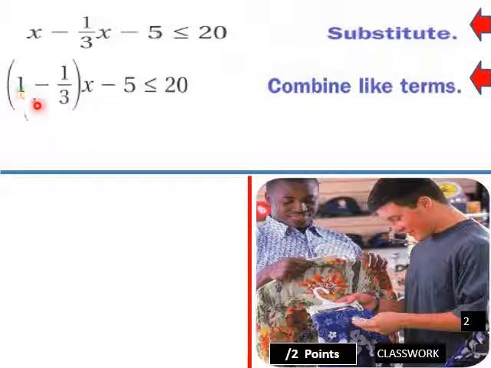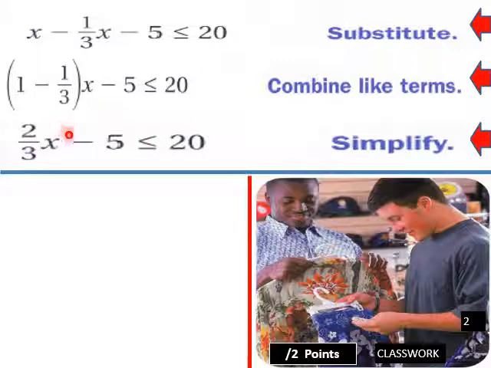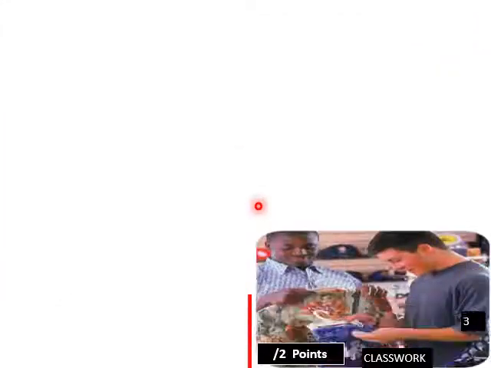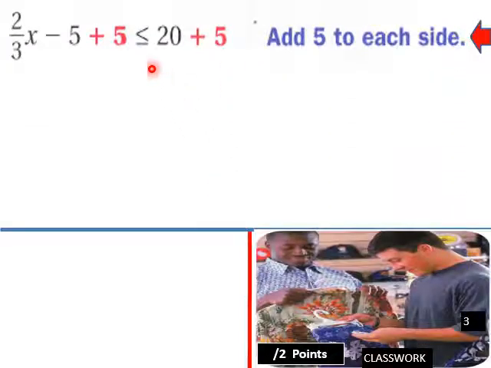What we're going to do here is factor an x out of this expression. So we have 1 minus 1/3 x minus 5 less than or equal to 20. And then to start solving this, we're going to combine like terms up here. 1 minus 1/3 is 2/3 x, minus 5 is less than or equal to 20. Let's simplify that. Once we have that much done, we're going to solve for x now.